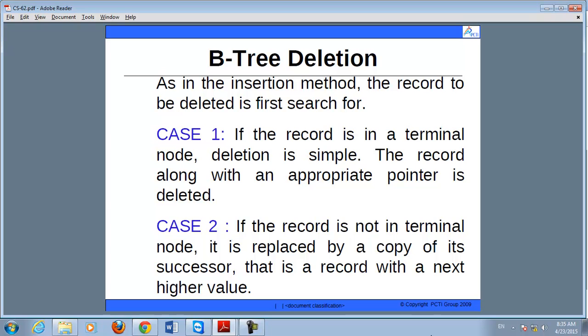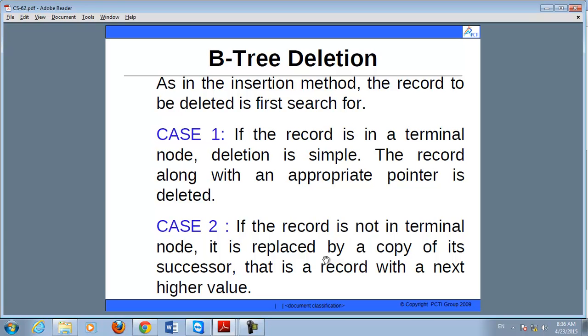You can see the B tree. Now, if you want to delete a particular value from a B tree, the same conditions will be applied. If you want to delete a leaf node, and the record is in a terminal node, then deletion is simple. The record along with the appropriate pointer is deleted. But if the record is not in a terminal node, then it is replaced by a copy of its successor, that is, the record with the next higher value.